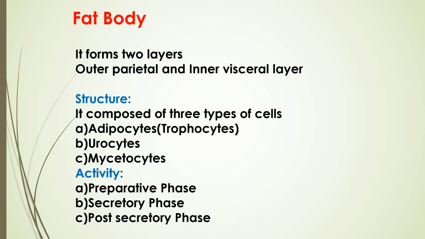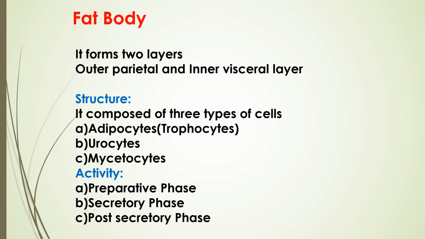The first one is adipocytes, also called trophocytes. The second one is urocytes. The third one is mycetocytes. First, the adipocytes or trophocytes are the predominant metabolic storage cells, similar to the brown fat found in vertebrate animals. The urocytes contain uric acid for storage excretion. Third, mycetocytes contain various types of symbionts, mostly bacteria-like organisms.